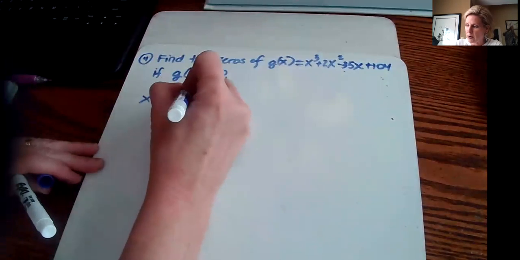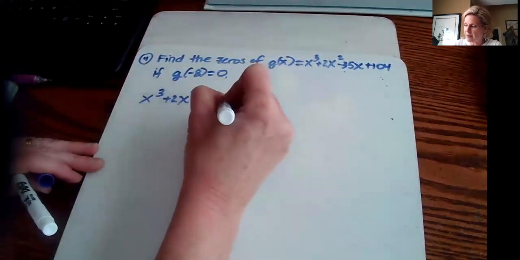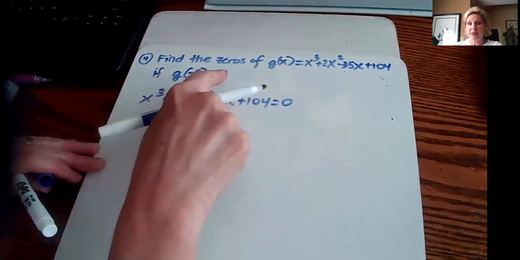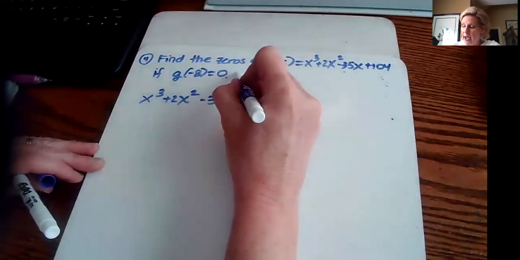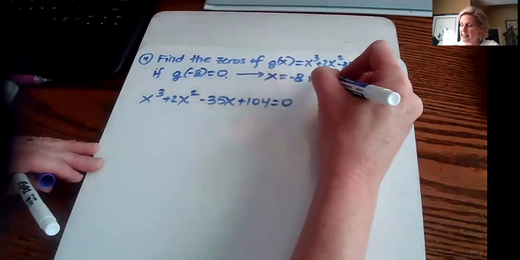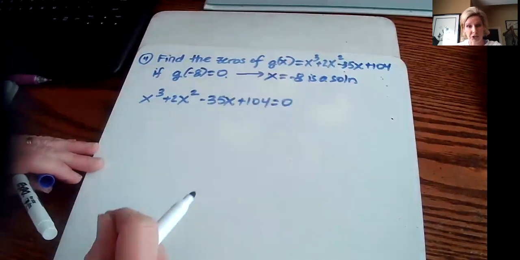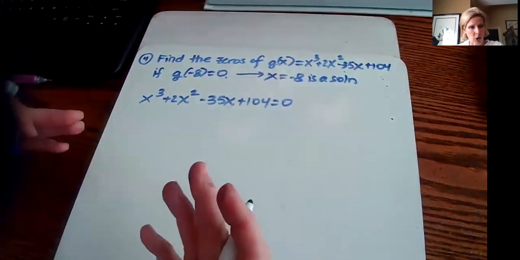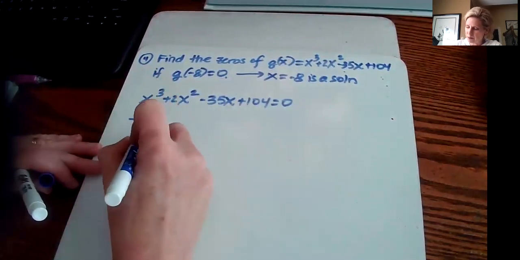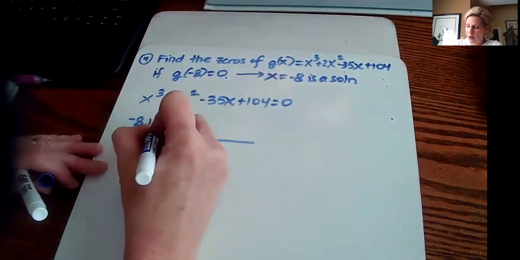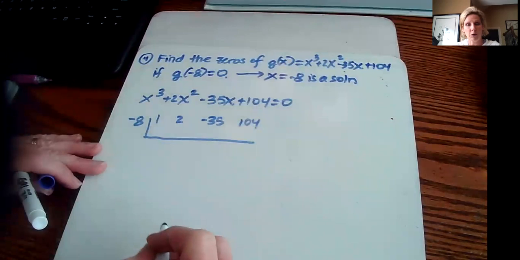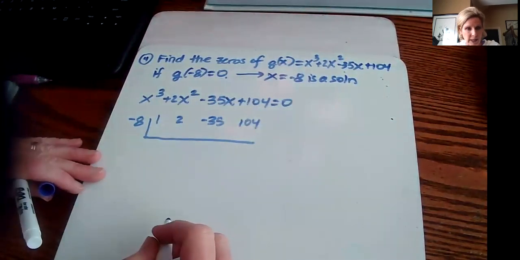cubed plus 2x squared minus 35x plus 104 equals 0. And if I say that g of negative 8 equals 0, I'm telling you that x equals negative 8 is a 0 or it's a solution. So I'm telling you, go ahead and do synthetic division. So I've got negative 8. 1x cubed, 2x squared minus 35x and plus 104, no 0 placeholders necessary.